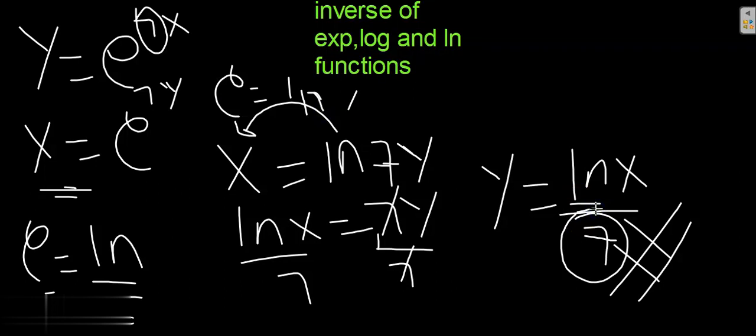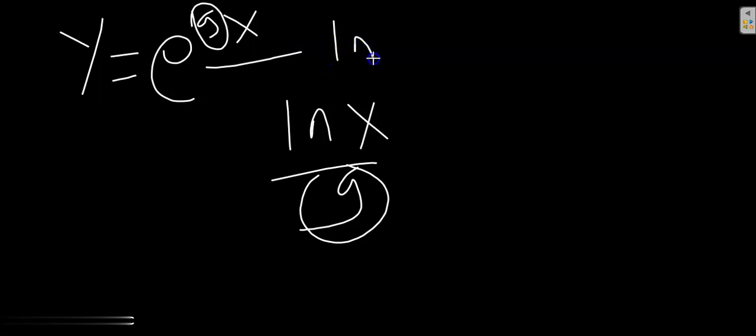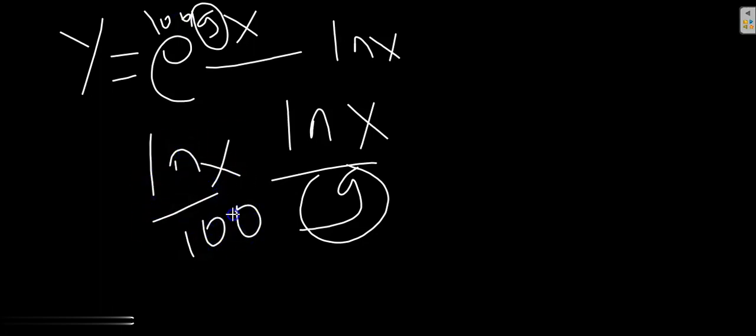So let me just show you the shortcut. Let's say that we have y equals e raised to the 9x. So the shortcut will be what? I don't have to use those procedures. I can get the answer easily, and the answer will be ln x over 9, because I have this 9, and I know that the e changes to ln x. So this is the shortcut. Whatever the number is, it can be 100. If it is 100, we're going to get ln x over 100. So this is the shortcut for you guys.